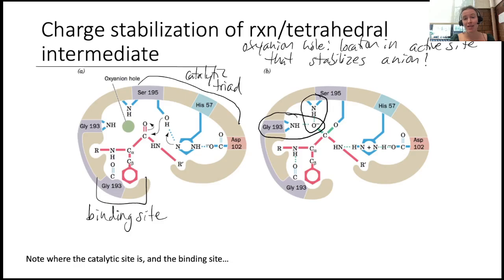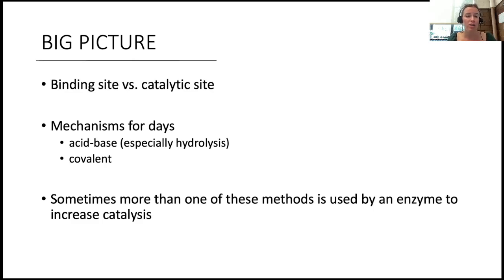We will see next time we're together additional examples of how enzymes can stabilize charge. Stabilizing charge in a mechanism is one of the classic ways that enzymes behave as catalysts. So that wraps up things for us today, folks. We talked about the binding site and catalytic site of enzymes within their active site. We saw the mechanism of RNase. We saw the mechanism of serine protease. We saw some acid-base catalysis and covalent catalysis as well.